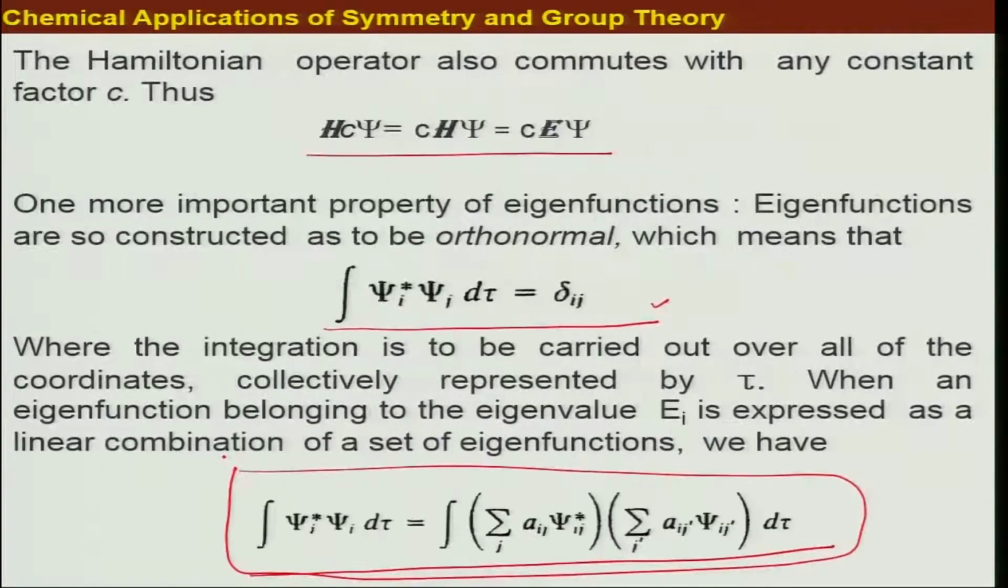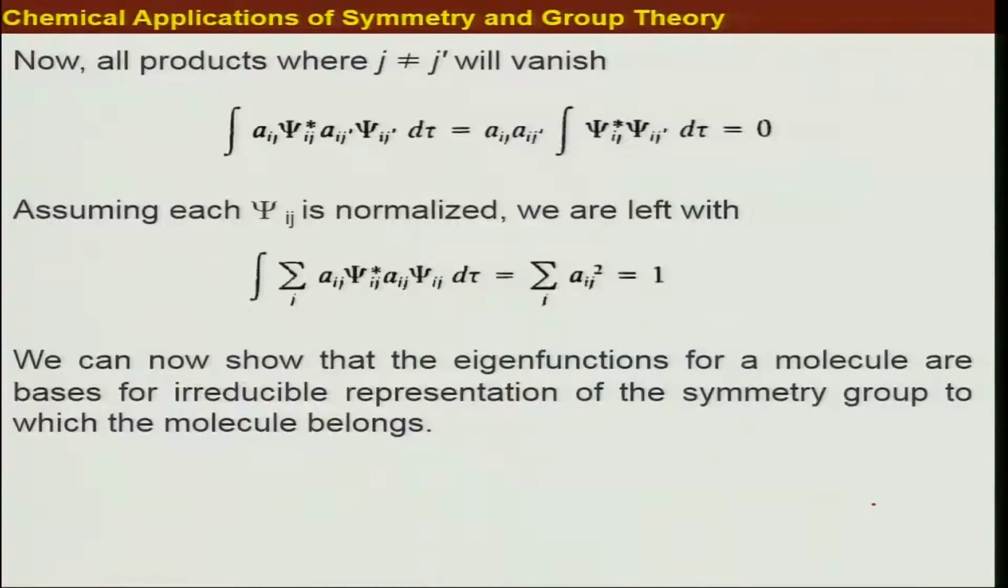Now, in this particular equation, all the products where this j is not equal to j prime will vanish. Okay. So this will be the result provided j is not equal to j prime.